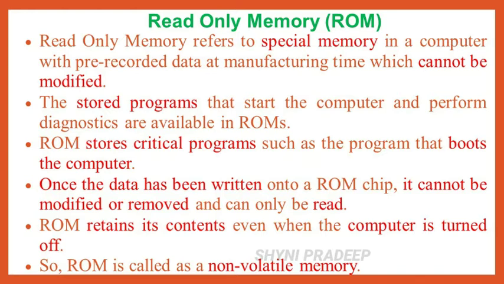Okay. This ROM is called non-volatile memory. RAM is volatile memory, but ROM is non-volatile memory. And this is permanent storage memory. Okay. RAM is temporary storage memory. ROM is permanent storage memory. ROM retains its contents even when the computer is turned off. When you turn off your computer, the contents that are available in the ROM chip will not be deleted. Okay. You can store critical programs in the ROM chip.